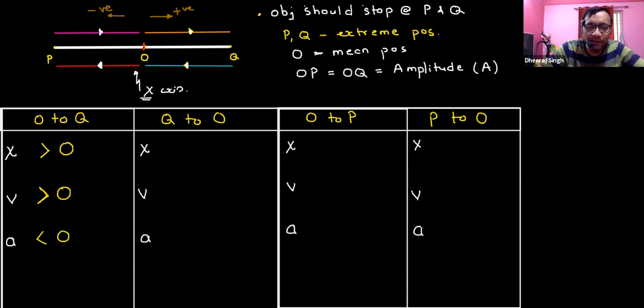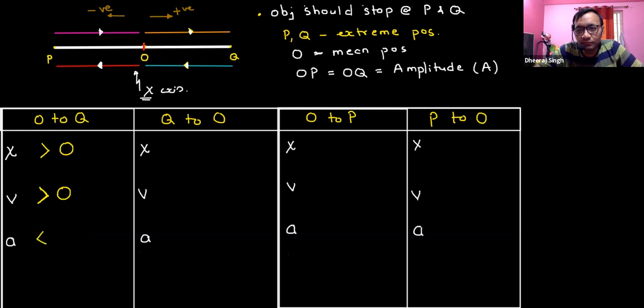Now Q to O, we are coming back. What about the X coordinate? How can it be negative? O to Q, all the X coordinates are positive. Wherever you go, doesn't matter how you're moving, 1, 2, 3, 4, 5, all are positive. So Q to O, the X coordinate is positive only.